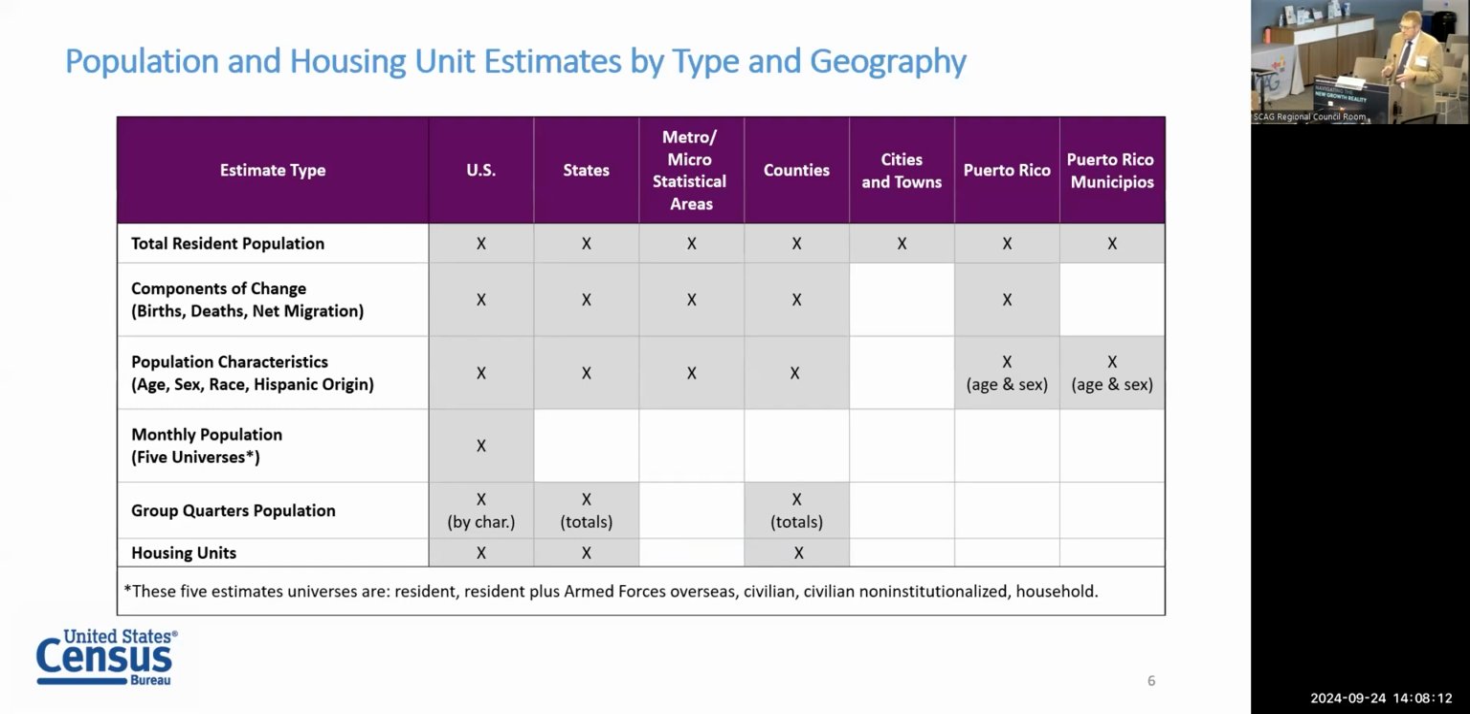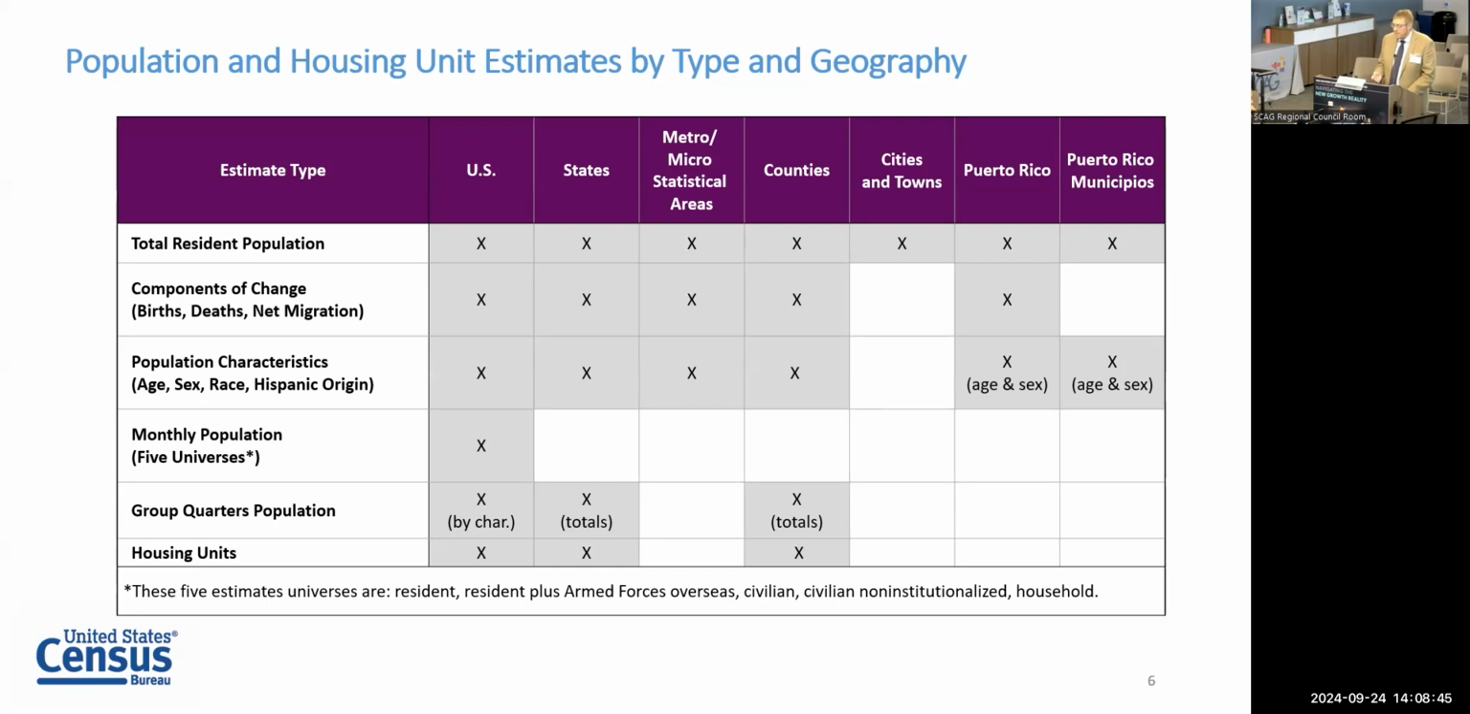So this chart shows the type of estimates that we produce, and then the different geographic levels. So for total population, we do this for all geographic levels. So for the United States, for the metro micro areas, for counties, cities and towns, Puerto Rico, and the Puerto Rico municipios. For components of change, we do this for all of the geographic levels, except for cities and towns, because we have a different methodology. I'll talk about that in a minute.